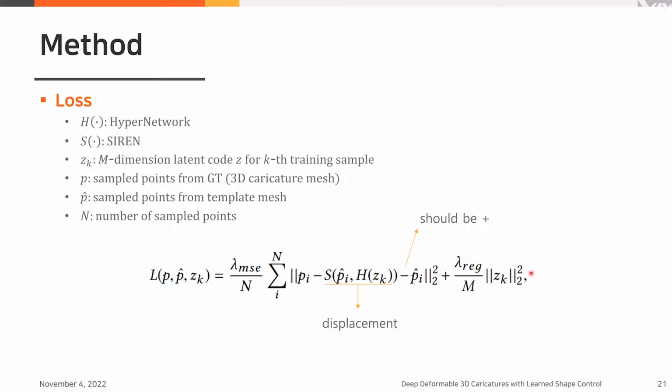Wait, why should it be plus? You have sampled points, and then you have a displacement that you add together. Yeah. Then you take the difference with P_i, and there should be a parenthesis maybe. So eventually it's minus.